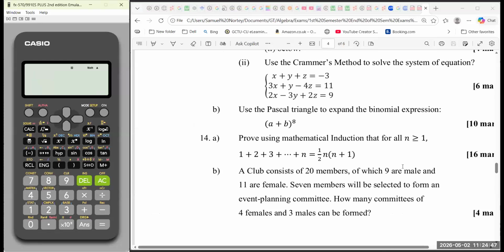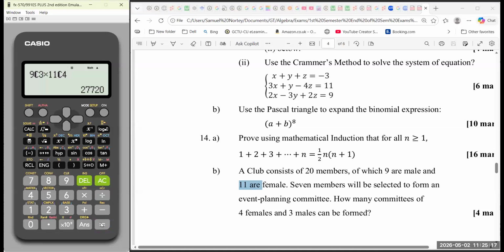Okay, so we are choosing males. There are 9 of them, and we are choosing 3. So it becomes 9 combination 3. And then, "and" a female. So "and" means multiplication. So you come to the females. The females are 11. That gives you 11 combination 4. Okay, and so that is your answer.